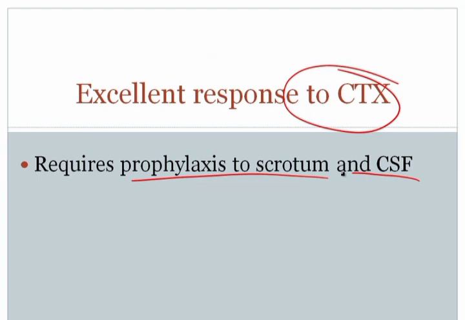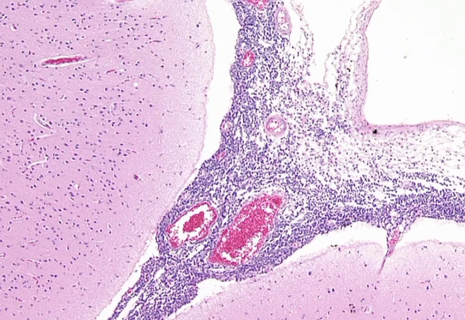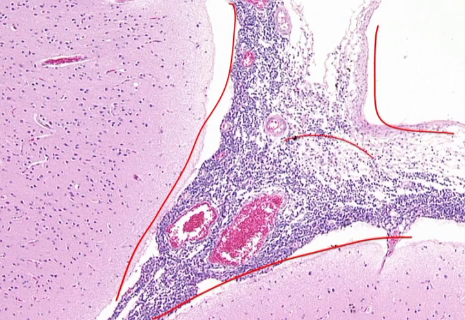These are special sites that require chemotherapy to be directly injected within them. And so prophylactically, the patients will get chemotherapy to the scrotum and to the CSF. Here's a picture of the meninges of the brain. This represents the meninges, and all these blue dots within the meninges represent ALL. Again, I just put this picture here to remind you that patients who have ALL require prophylactic chemotherapy to the scrotum and to the CSF.